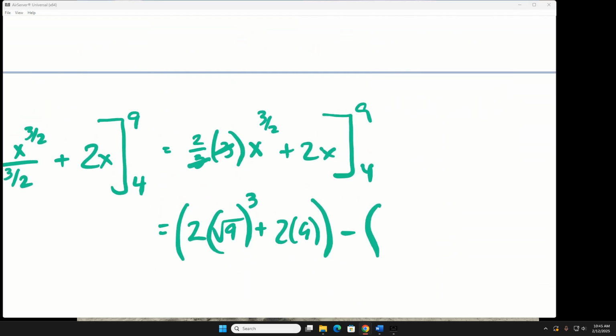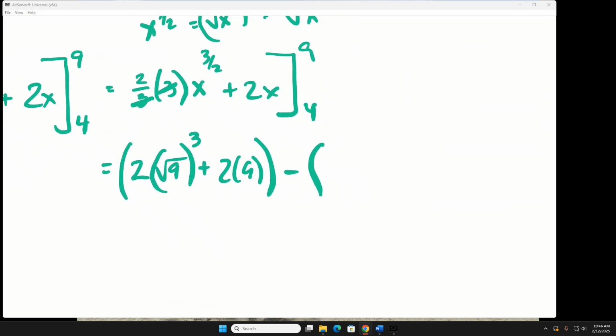So raising something to the 3 halves means you're taking the square root of it and you're cubing it, or you're cubing it and then taking the square root. That order doesn't matter. Because it's a 9, I want to square root first so I get a small number, but it works either way. Okay, so we'll do the same thing with the 4.